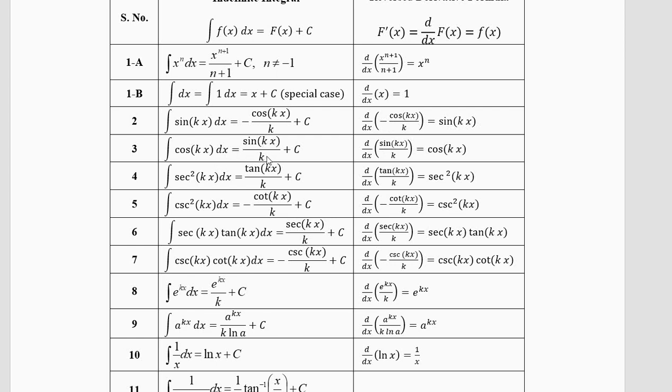Likewise, when we integrate cos kx, we will get sine kx divided by k. K is a number, k cannot be a function like x or y or something like that. So it has to be a number and that number cannot be 0. We cannot divide by 0. So it can be any number, negative, positive, big or small. So integration of cos kx is sine kx over k. Now differentiate it and check.